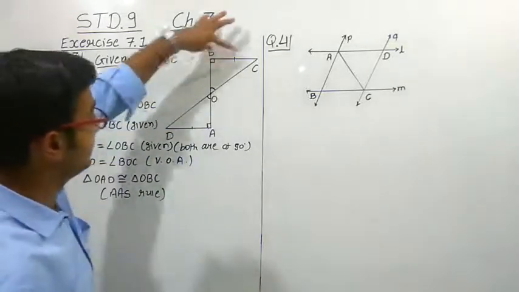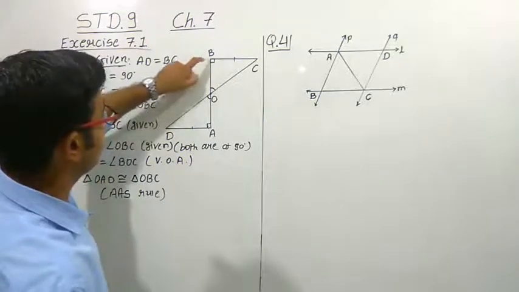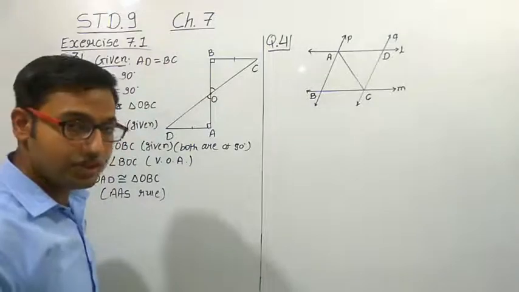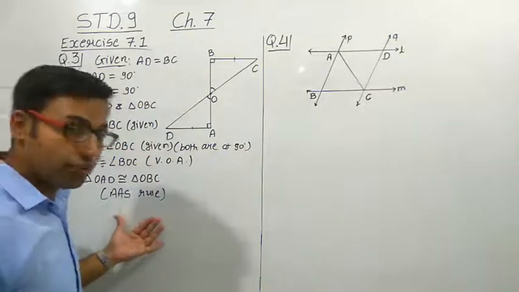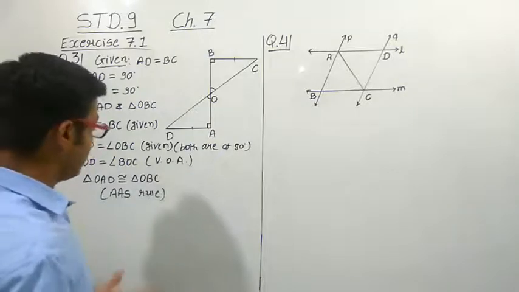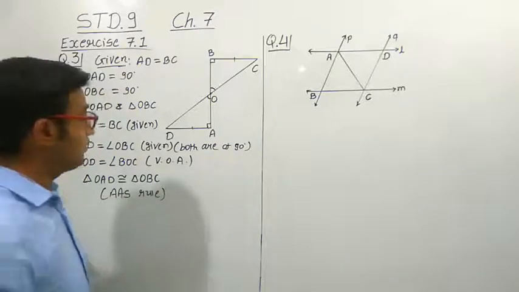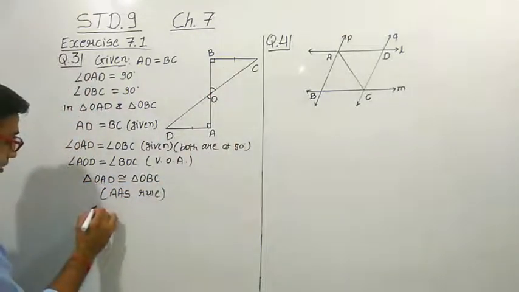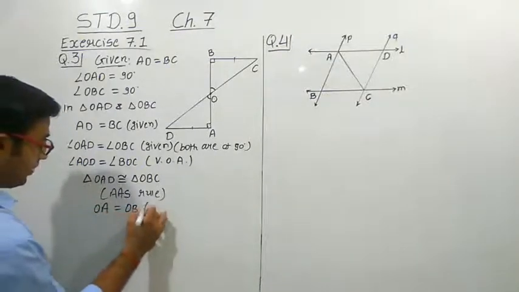If this side BC were between them, that means if that side became equal, then we could say that the criterion is angle side angle. Understand? This is the way we can decide which criterion, which rule, we have to apply. So these two triangles become congruent. Now their corresponding parts will also become equal. So here we can say that OA and OB will become equal. So OA is equal to OB. What is the reason?